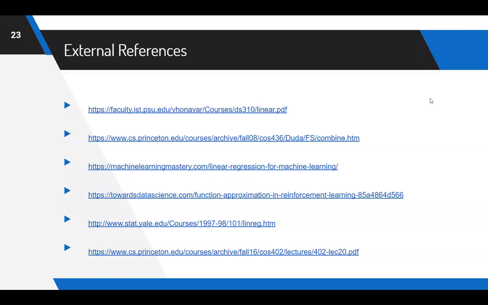Here are a couple of external references. We have some different university and other websites for you if you're interested in learning more or reading about regression.